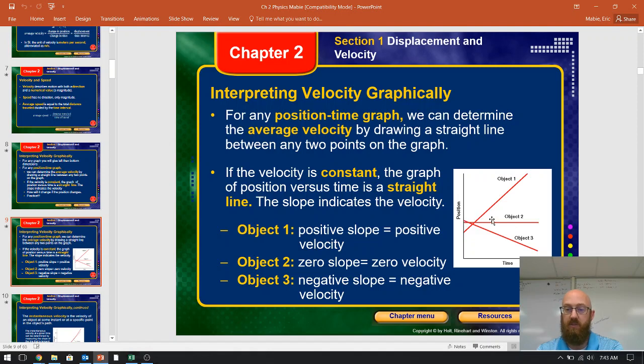So object 2, there's no slope to the line, there's no change, so there is no velocity. This one is getting closer to us. Object 3, basically coming down, getting closer to 0, so it's a negative velocity. One is positive, the other negative. Slope indicates your velocity. The bigger the slope, the faster it's moving, or the higher the velocity.